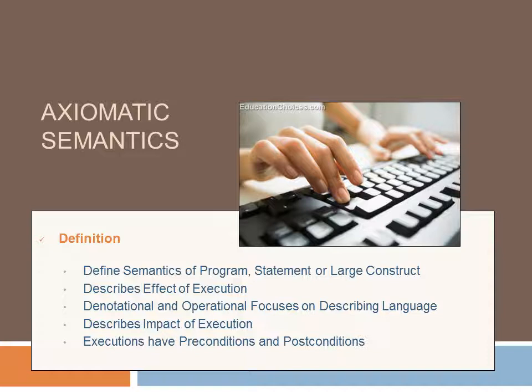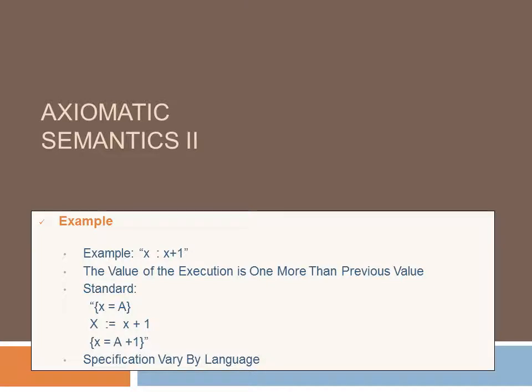While denotational and operational semantics focus on describing the programming language, axiomatic goes further and is focused on describing the impact of that execution. The assertions focus on two things: what is true before and what is true after the execution of constructs. These assertions are also called preconditions and postconditions. So to give more detail, let's provide examples.